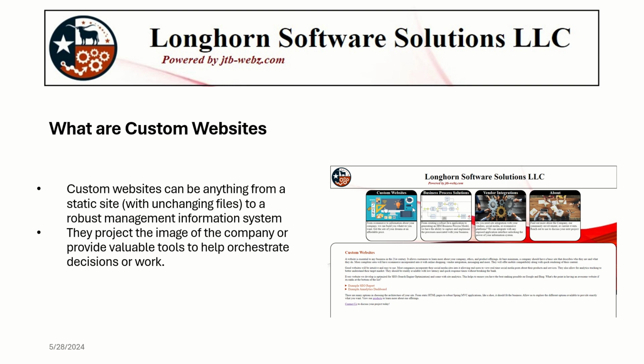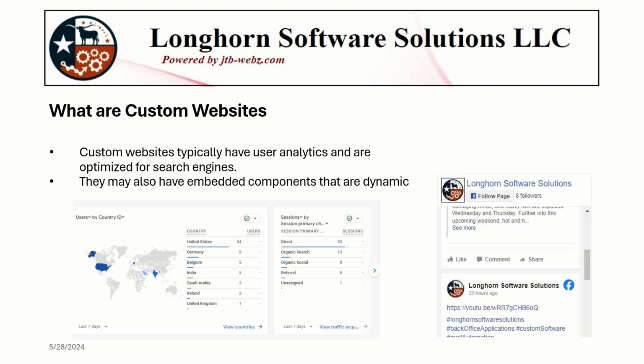Examples can include websites that provide information about a company and its products, sites with online stores that include shopping carts, sites that display work orders with driving directions for a field technician, or sites that have troubleshooting tools that allow a user to reboot their router. Custom websites typically have user analytics and are optimized for search engines. They may also have embedded components that are dynamic.